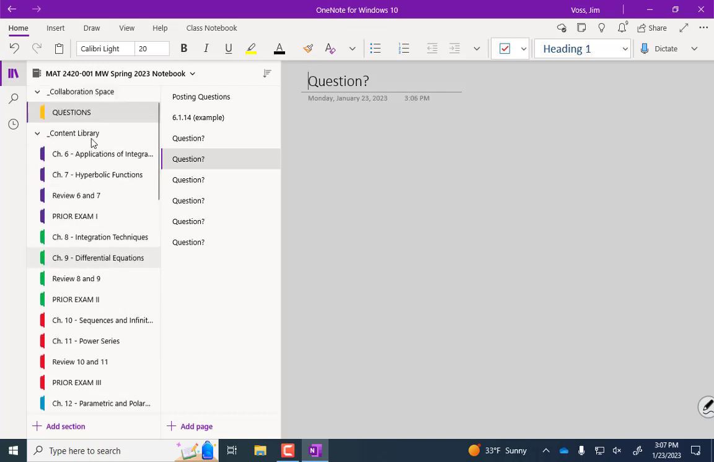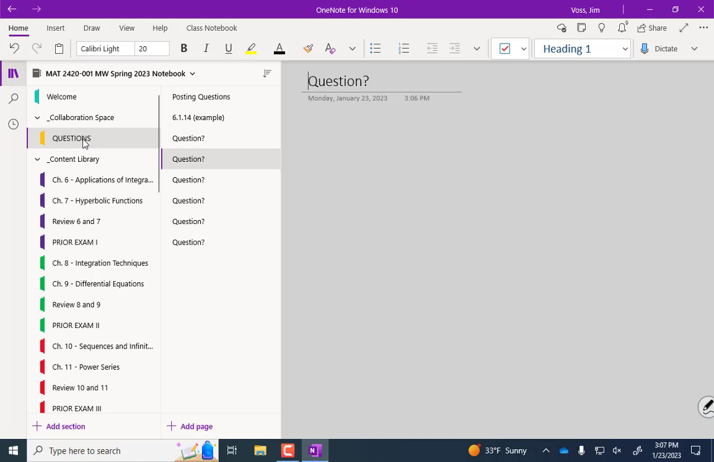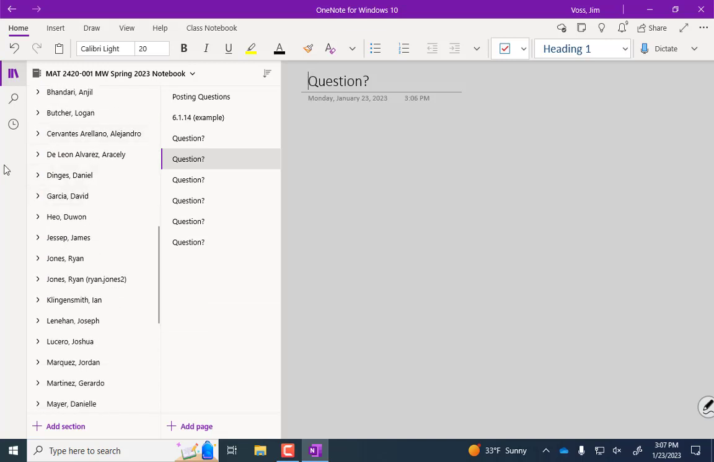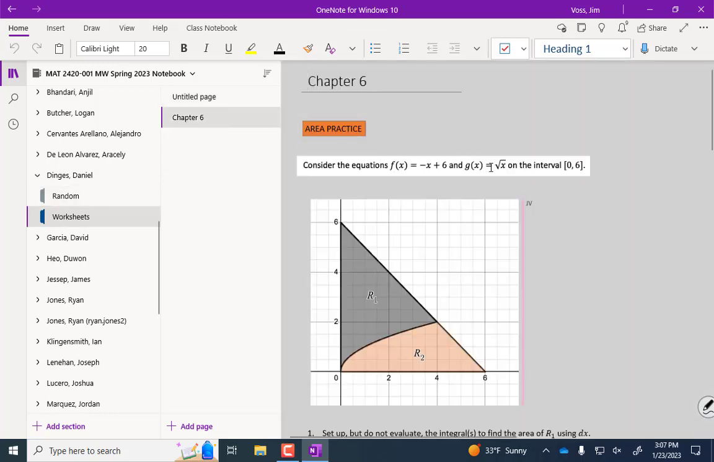3y squared. This space up here is totally public. We all get to see it, and I'll get to write in it. Down here, minus 3y. Under Worksheet, Chapter 6, this is going to be that second component of homework.